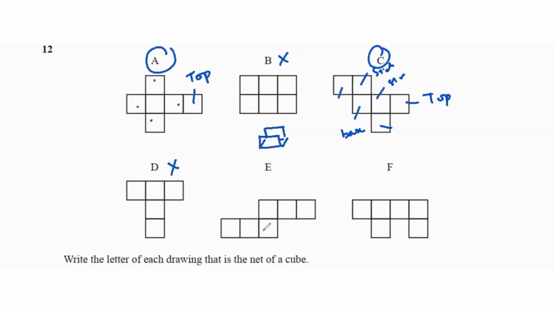For E, we have 6 faces. And if we try to put it together, if we say this is the base, this is going to be a side, side, side. No, this is going to be the top. This will be a side. So E is a cube and F can't make a cube as well. So A, C, E are cubes.